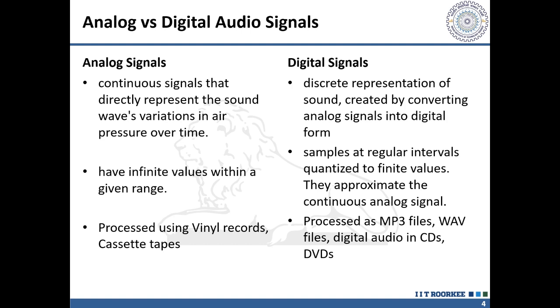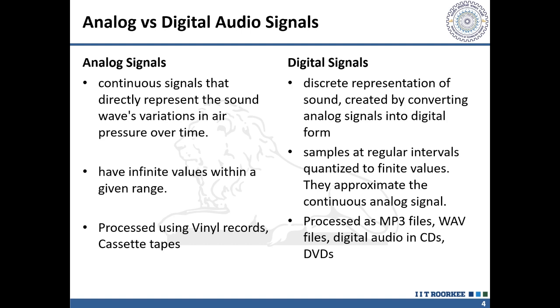Now we are going to contrast the differences in analog and digital signals. The analog signals are like direct representations of the sound wave's variations in air pressure over time. We see the analog signals as the sound it is. So there can be infinitely many values within a given range of time intervals, and they are processed in the form of vinyl records and cassette tapes, like we used to do in vintage times. Some places do it even now.